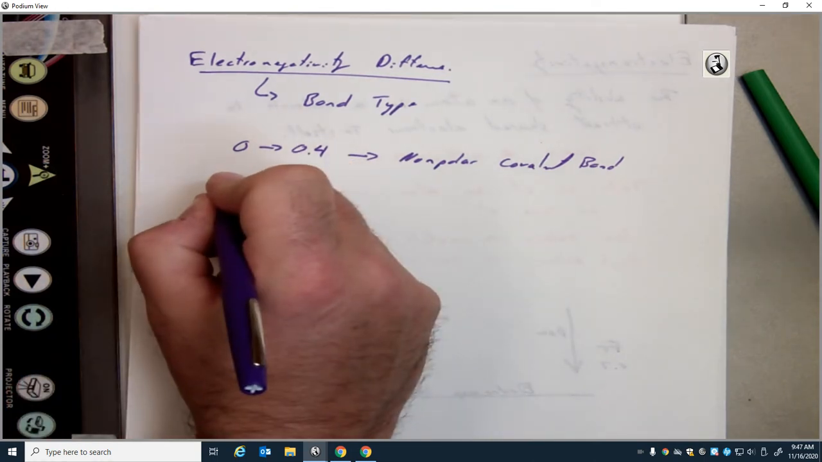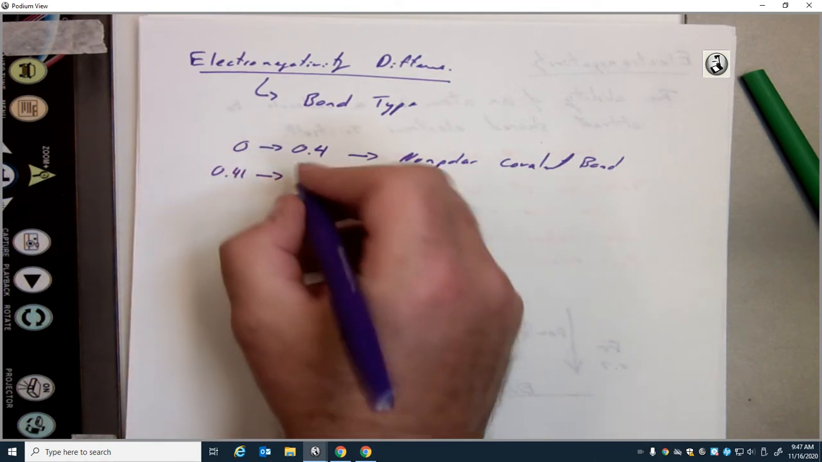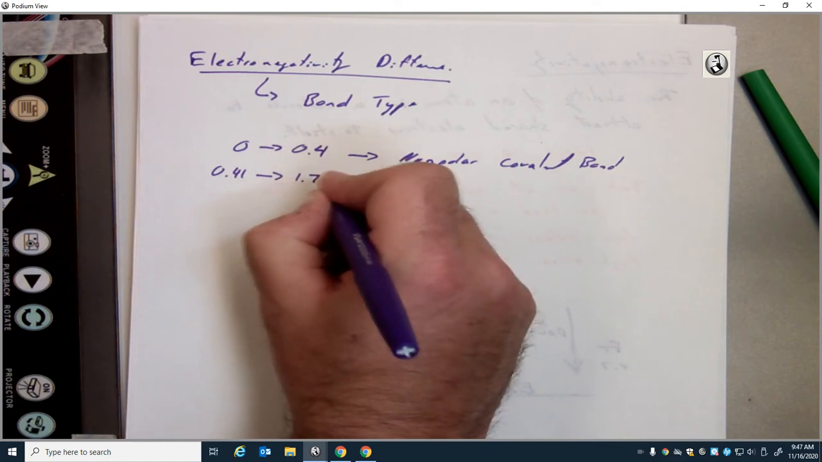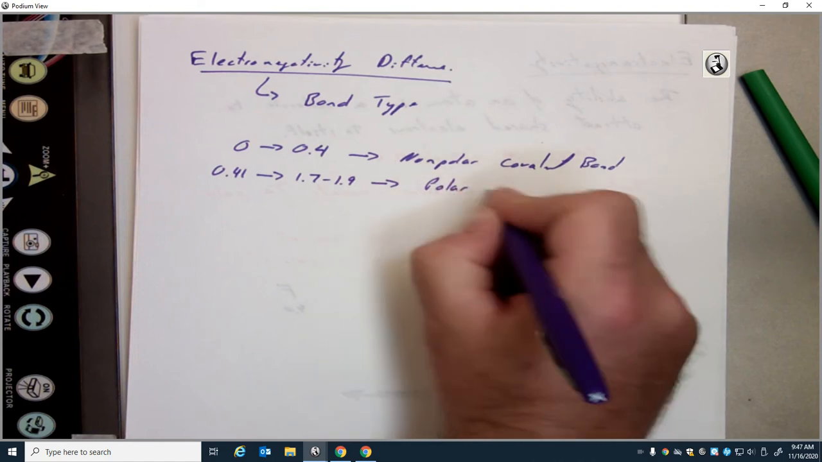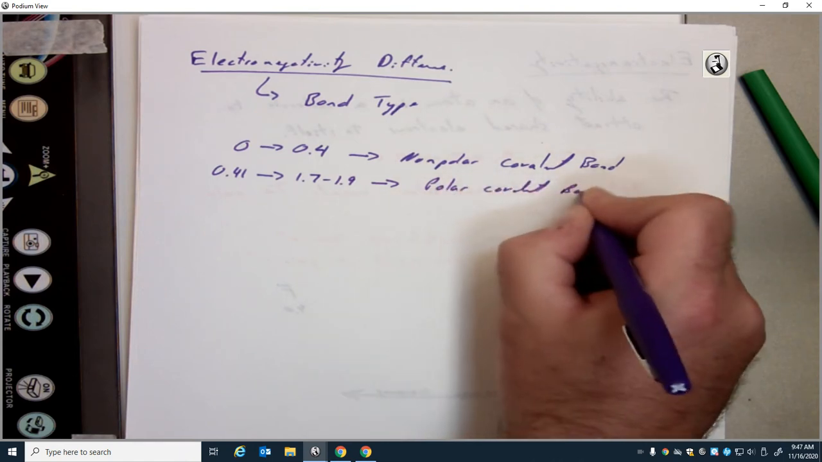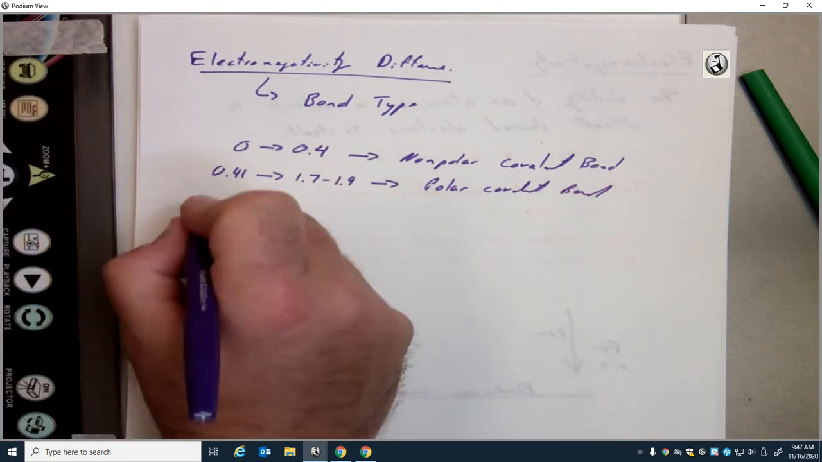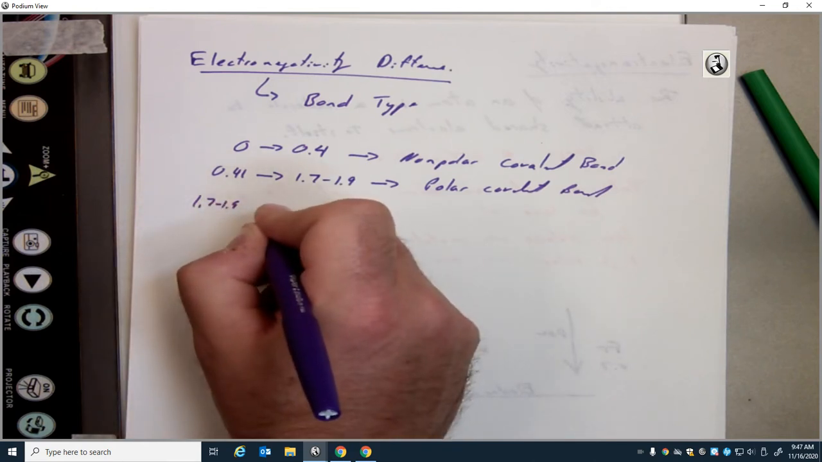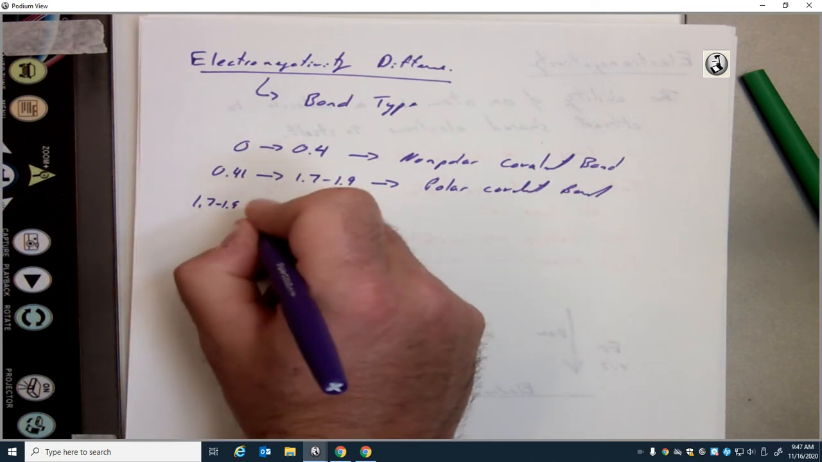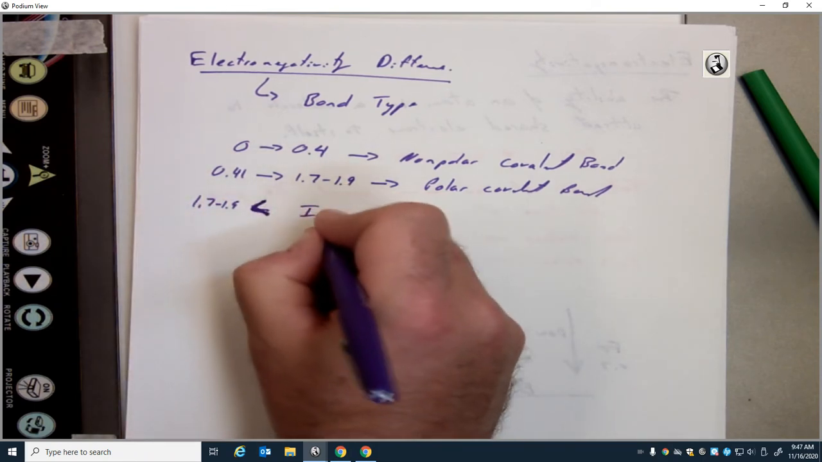If it's between 0.41 and 1.7 to 1.9, this is going to be a polar covalent bond. And then above this range, so greater than those numbers, this is going to be ionic.